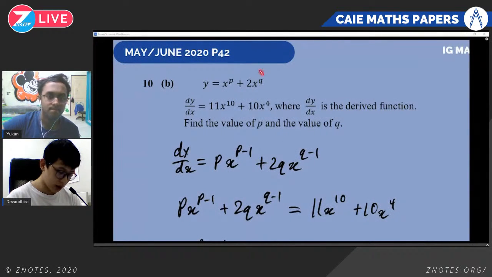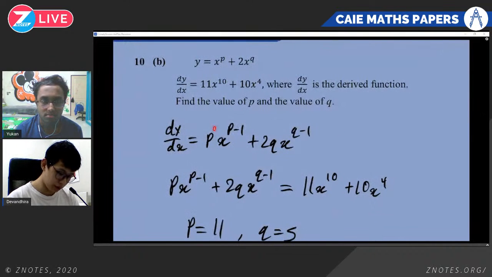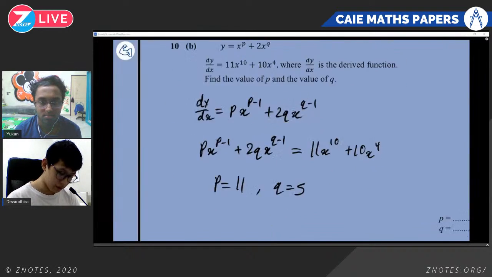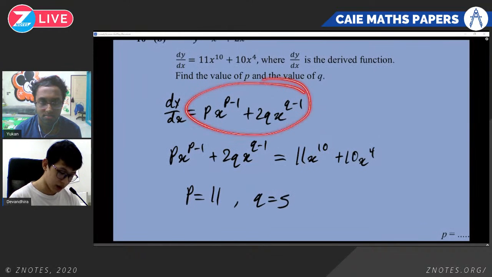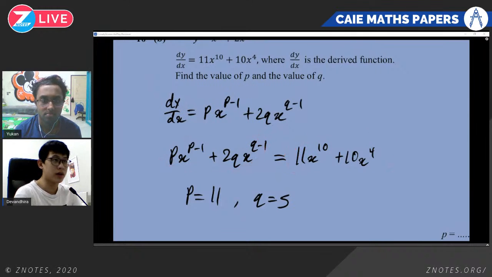Basically, let's take the derivative of this. Remember, as I said before, you bring down the power, so you have p here, and then p minus 1. So you have the power is p minus 1. Same thing for this one, you have 2q, because you bring down the q, and then the power, you minus 1, so you have q minus 1 right here. Now they said this thing has to be the same with this expression, correct?